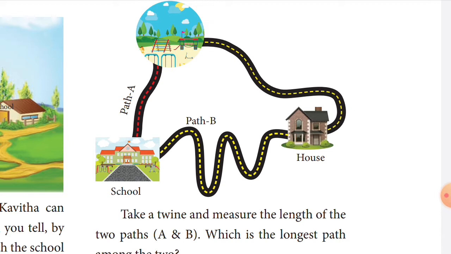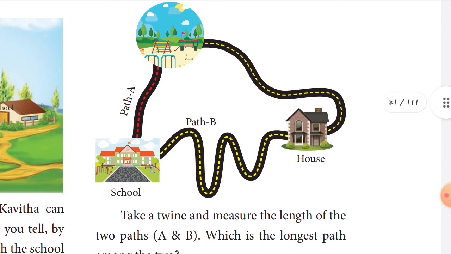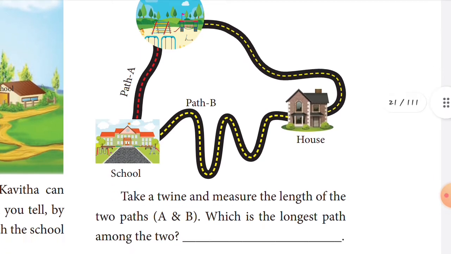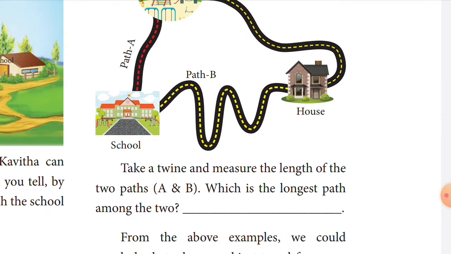You see this picture, children, path A and path B. Which one is the shortest distance? Yes, school to playground is the shortest distance, path A. School to house is a limited distance. Again, house to playground is a very long distance. So which one do you have to choose, children, among the two distances? Yes, so she is choosing path B, which is the correct answer.